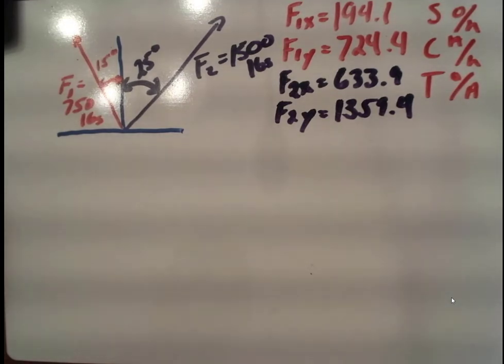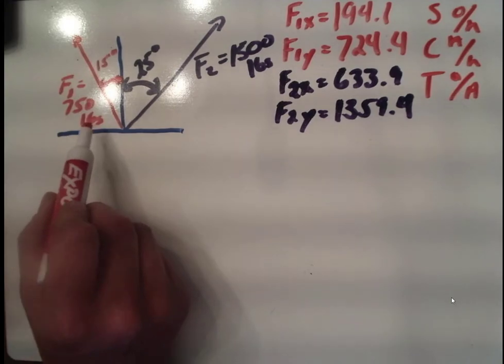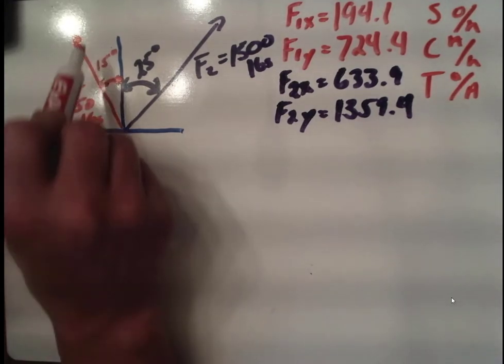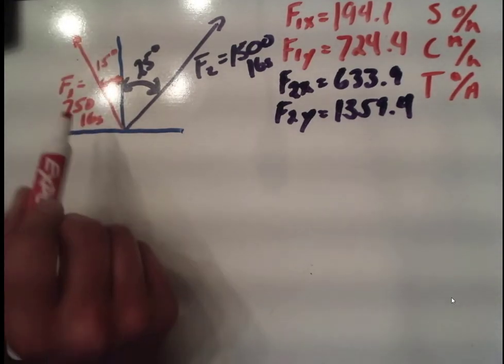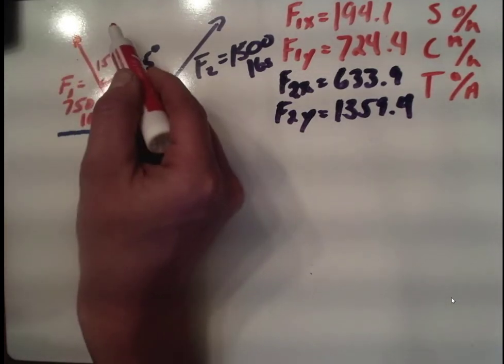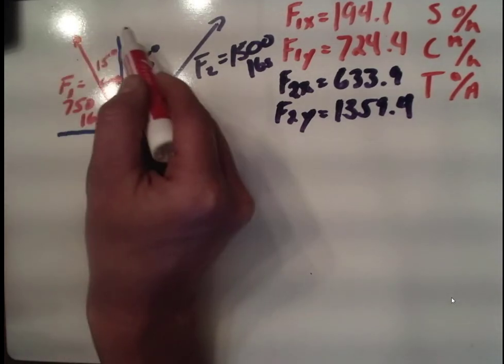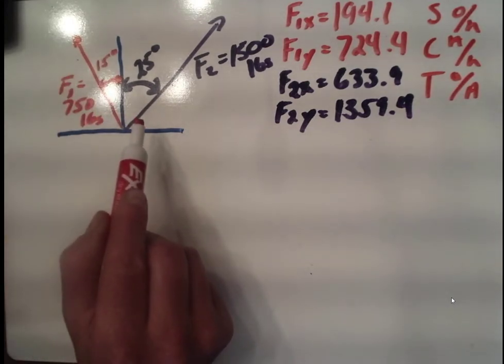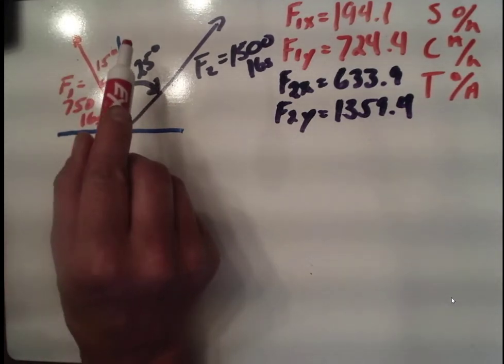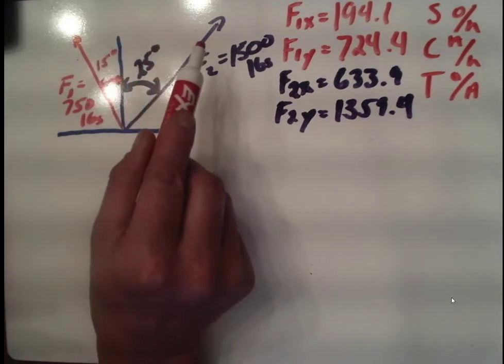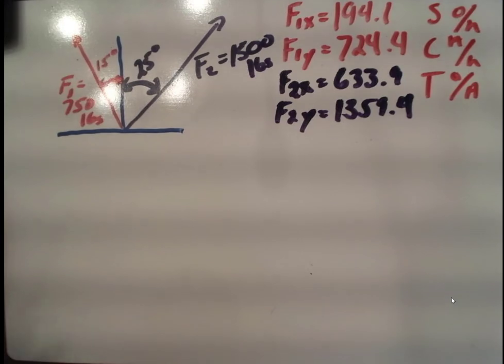Now we move on to step 3. We sum all the forces in the x and all the forces in the y direction. If we look at our y direction, force 1 sub y is going upward. That's a positive force. Force 1 sub x is going to the left. That is a negative force. Force 2 sub y is going upward. That's a positive force. Force 2 sub x is going to the right. That is a positive force. So we do have to pay attention to positives and negatives here.